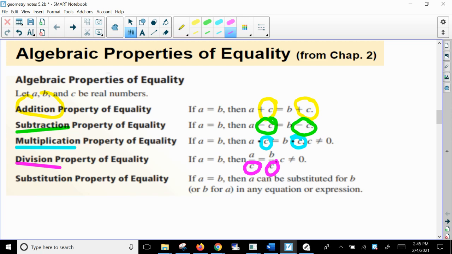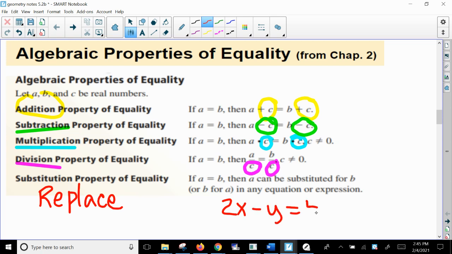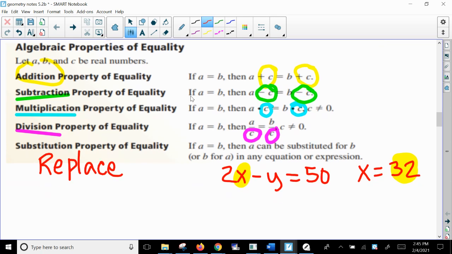Substitution. Another word for substitute is to replace. So if you have an equation, let's say you got 2x minus y equals 50, but you happen to know that x is 32, then you can take 32 and replace it where you see x. So then I could rewrite this problem. Instead of 2x, I'll put 2 times 32 minus y equals 50. That's how substitution goes.